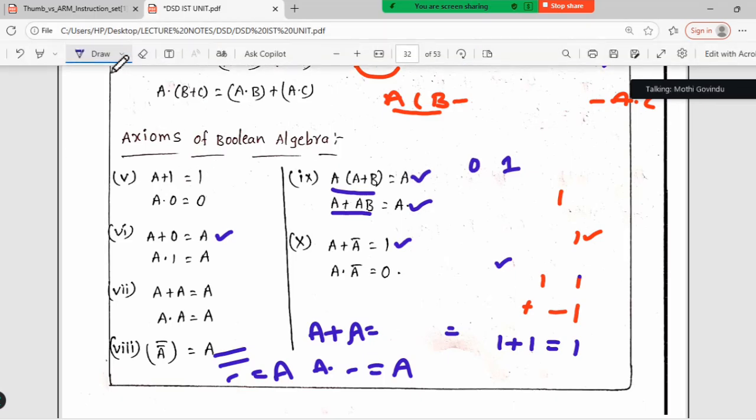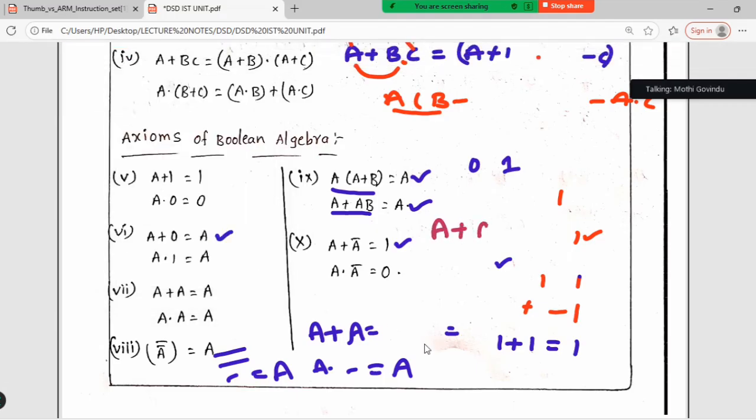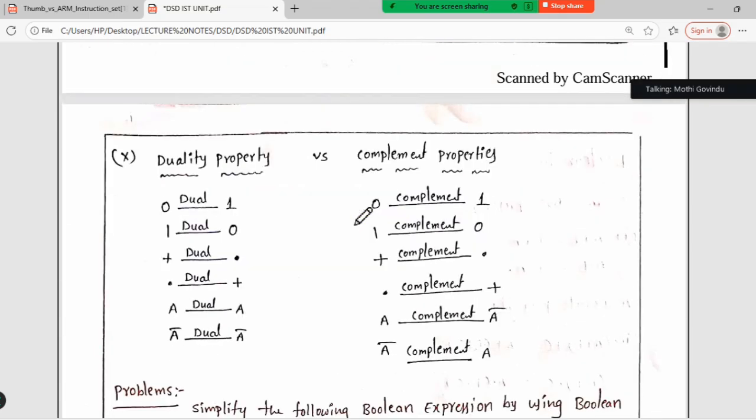A plus A bar equals 1. For example, substitute A equal to 0. 0 bar means 1, so we get 1 only. Substitute A equal to 1. A bar means 0, so 1 plus 0 again gives 1 only. So A plus A bar is always equal to 1, and A into A bar is always equal to 0. So these are the axioms of Boolean algebra.